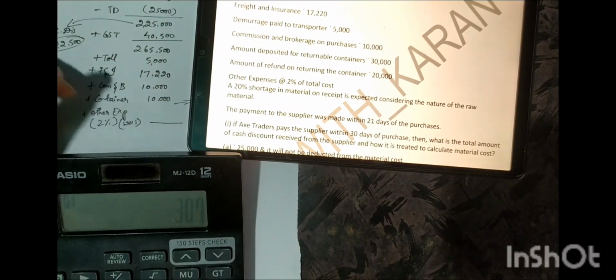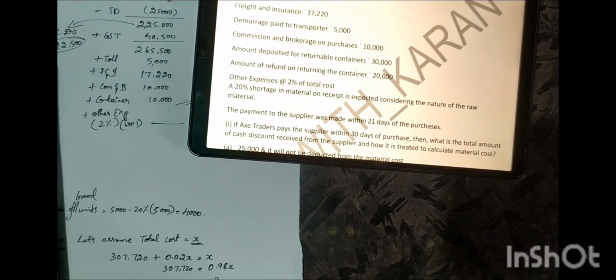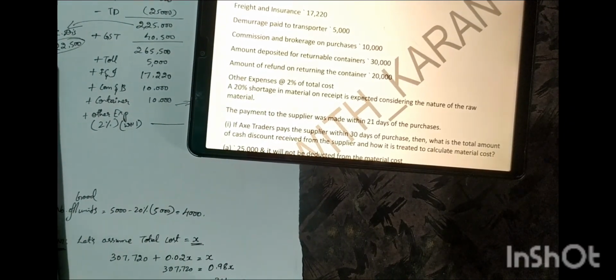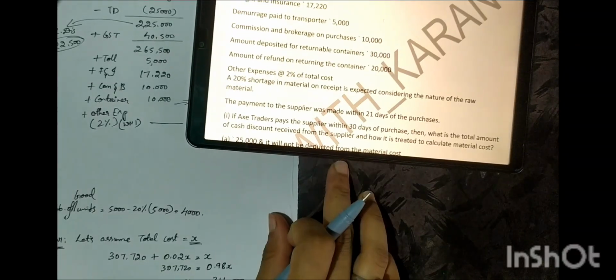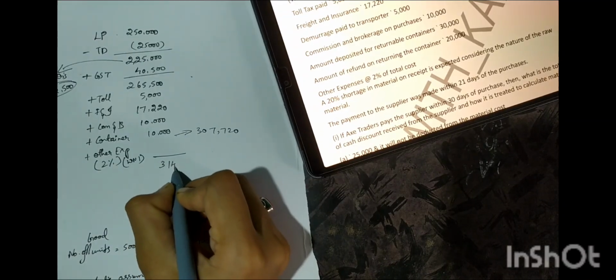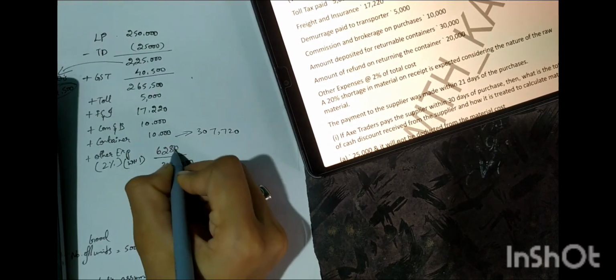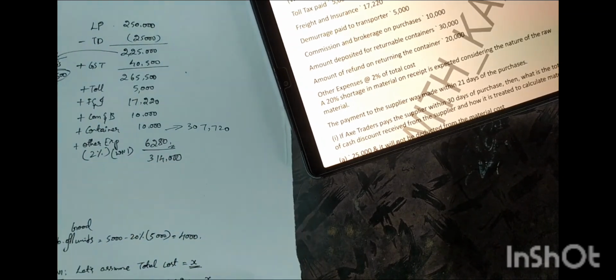So 307,720 divided by 0.98. So what is the cost? Total cost comes out to be 314,123. So 3,14,000 is the total cost. Okay, total cost of the material is 3,14,000. So 3,14,000 minus 307,720 is equal to 6280. So 6280 is other expenses. So we are done with this.